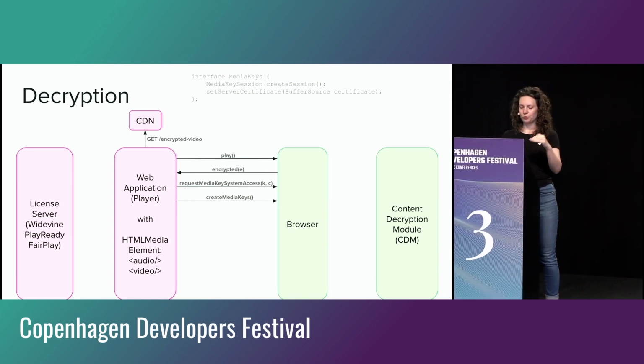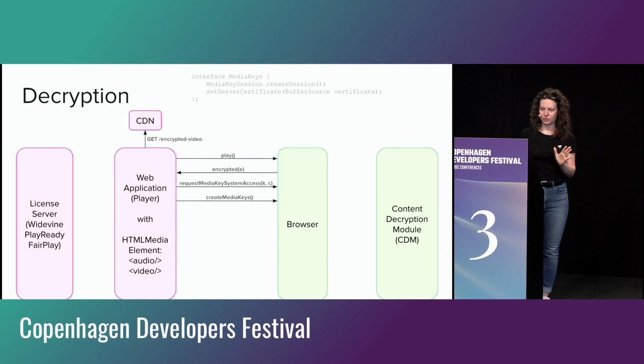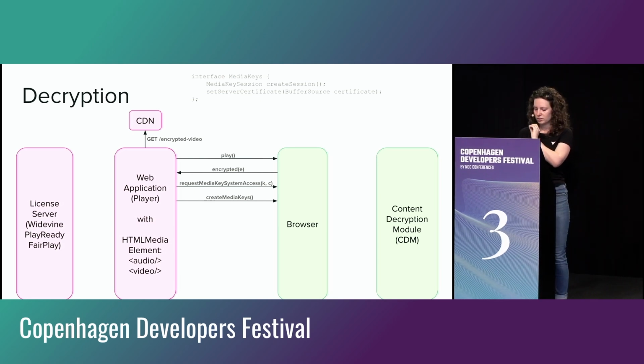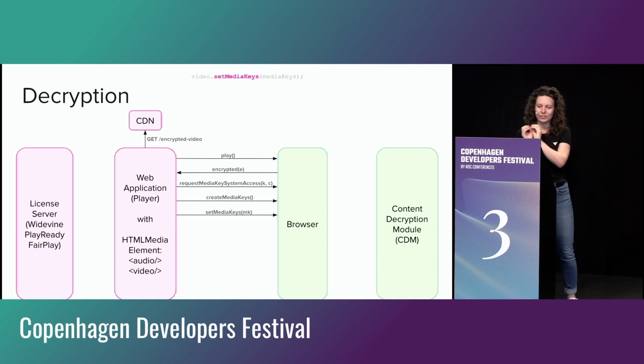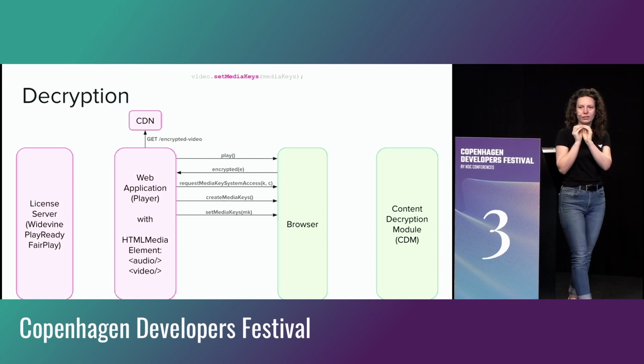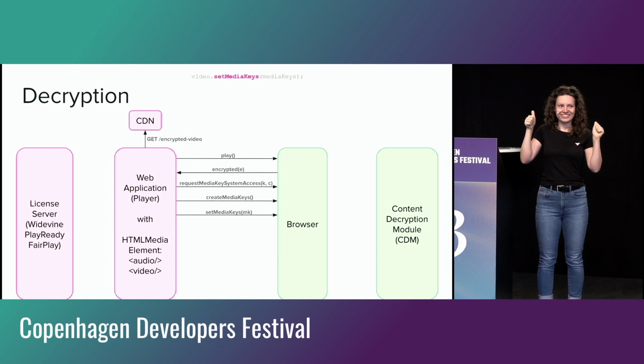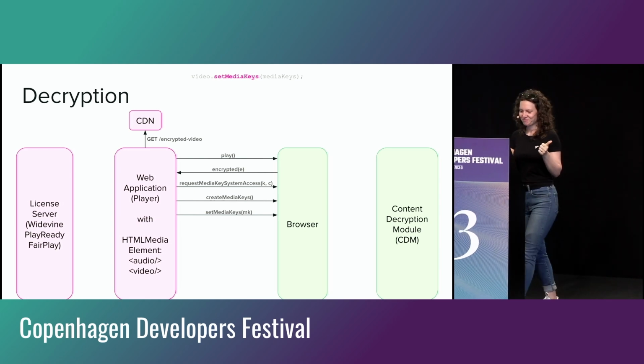So before we do anything with these methods, we first have to take the MediaKeys object that we got, and we have to assign it to the video HTML media element. And by the way, are you still with me? Yeah, good, nodding, I like it.